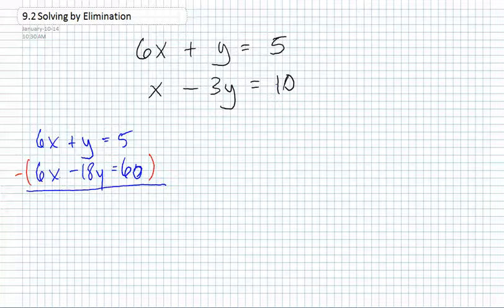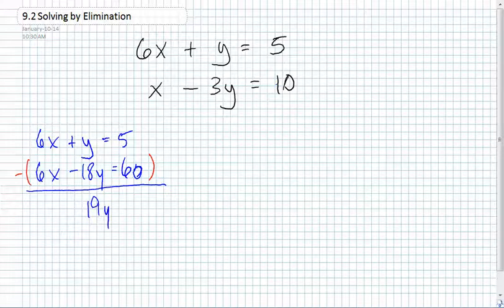6x minus 6x is 0. y minus negative 18y is positive 19y, because subtracting a negative is like adding. And then 5 minus 60 is negative 55. So y equals negative 55 over 19. Okay, kind of an ugly number, but I didn't need a calculator. There's the exact answer. So, quit whining, in other words, right?